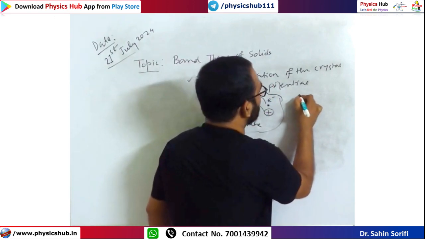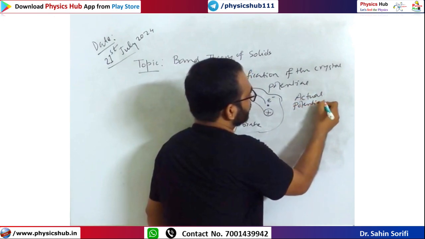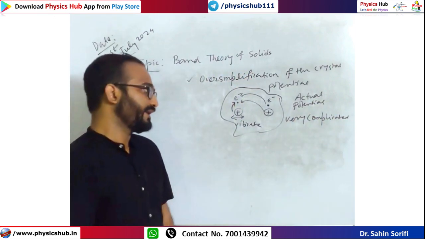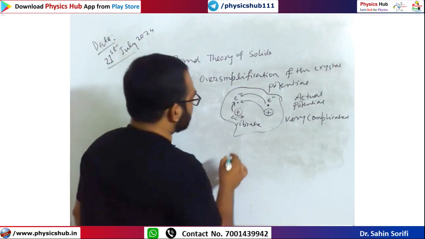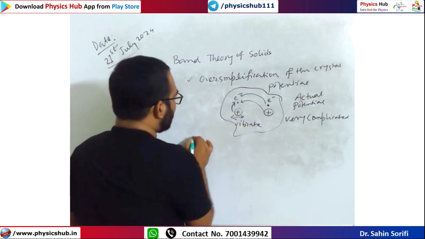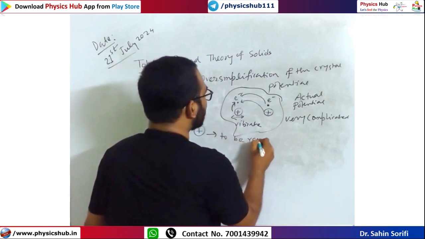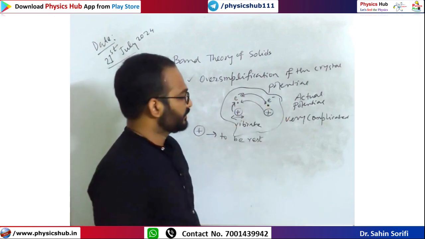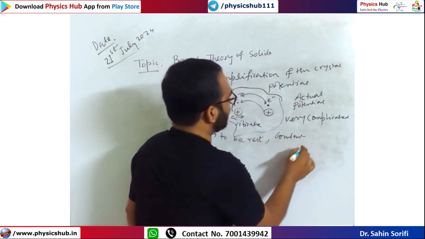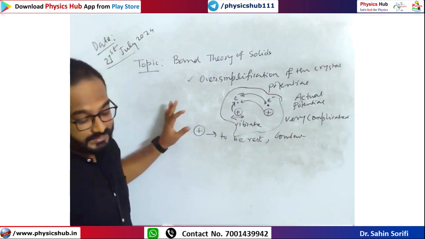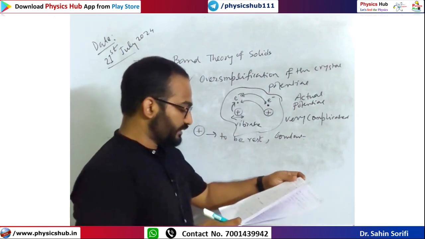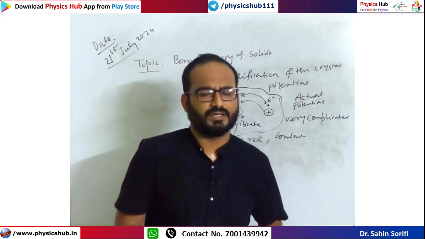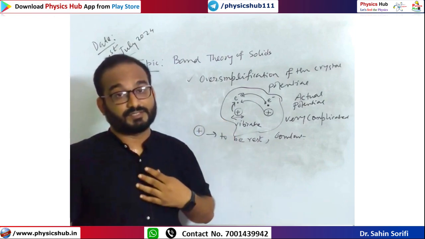So the actual potential will be quite complicated, very complicated. So what do we have to do? We have to make some assumptions. The first assumption we made is that these positive ions are treated to be at rest, and the electron interaction is taken as constant. So these assumptions or modifications were made on the free electron gas theory, and because of this we get the idea of bands, which we could not explain using the free electron gas theory.